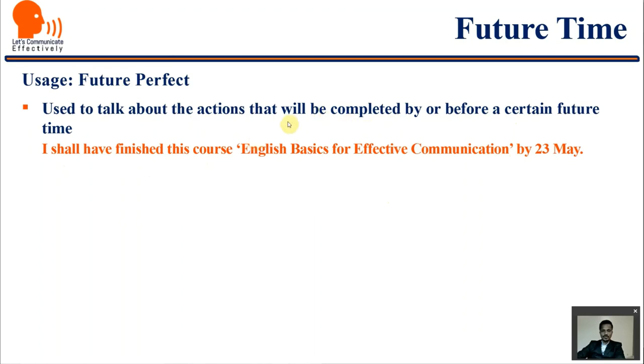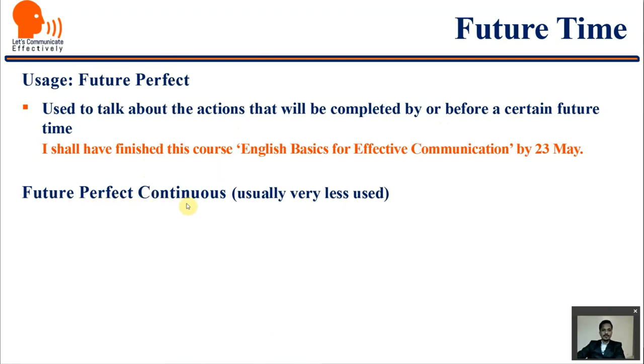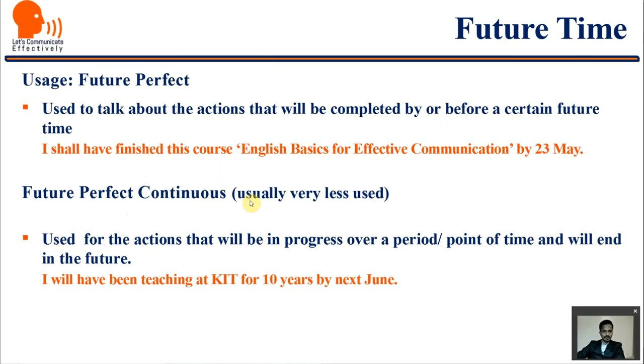So, what you are doing here now? You are talking about the actions that will be completed by or before a certain future time. Before this 23rd, you will have definitely completed the course. So, I shall have finished. You will have finished. Future perfect continuous, usually very less used, as I talked about some time before.